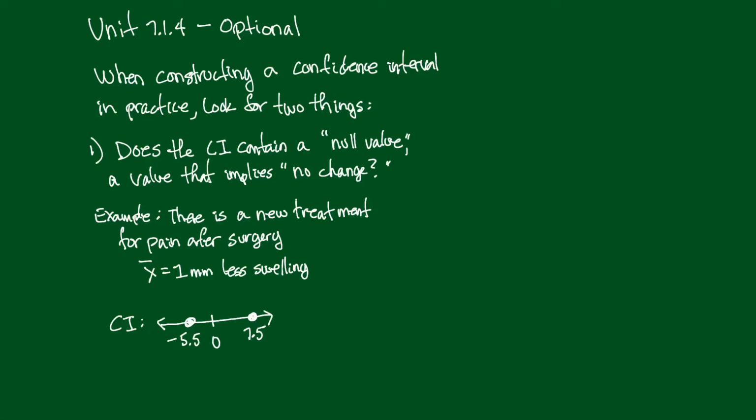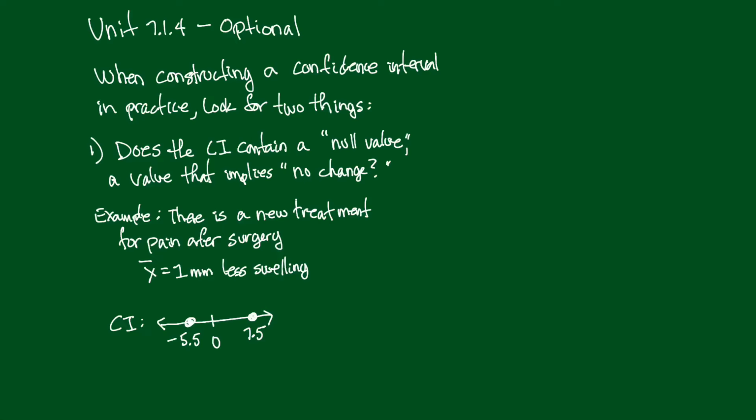Now this is going to be an optional unit. I'm just going to discuss what you might look for when you construct an interval in practice. There are two things that you want to look for when you're using statistics. First of all, does the confidence interval, CI, include what's called a null value? Now a null value is a value that implies no change.